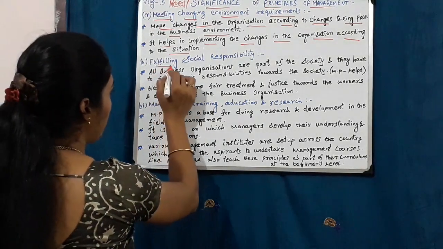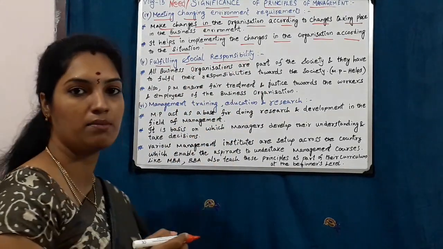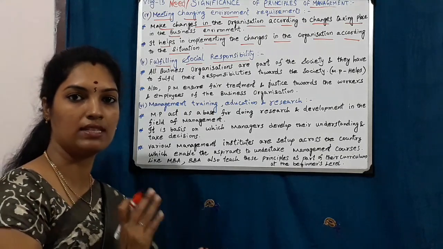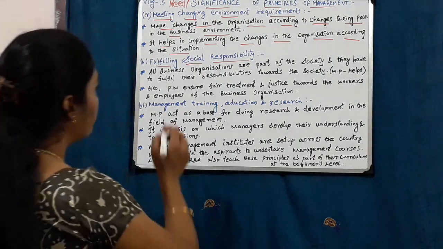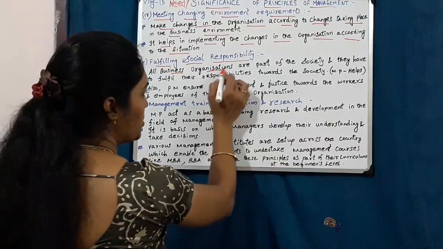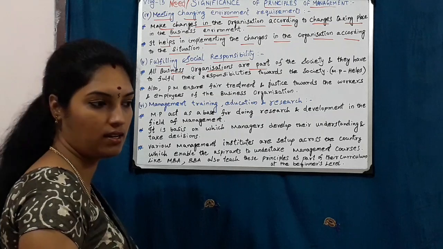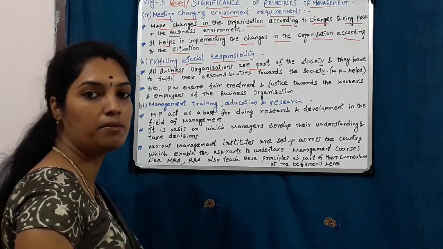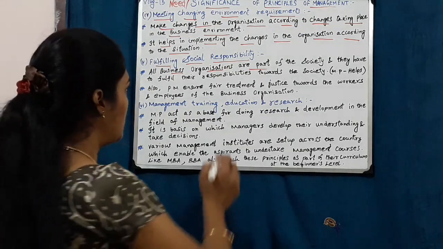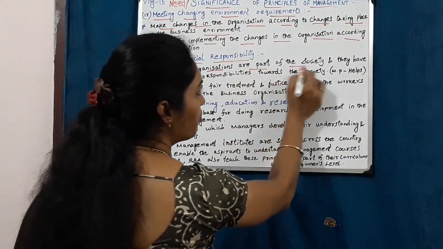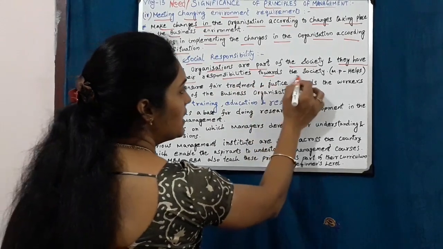Let's move on to the next subheading, fulfilling social responsibility. About social responsibility, about CSR, we have discussed in detail in the previous chapter, but still I can explain now. All business organizations are part and parcel of the society. Once a business starts in the society, it becomes part and parcel of the society. They have to fulfill their social responsibility. So all business organizations are part of the society, and they have to fulfill their responsibilities towards the society.